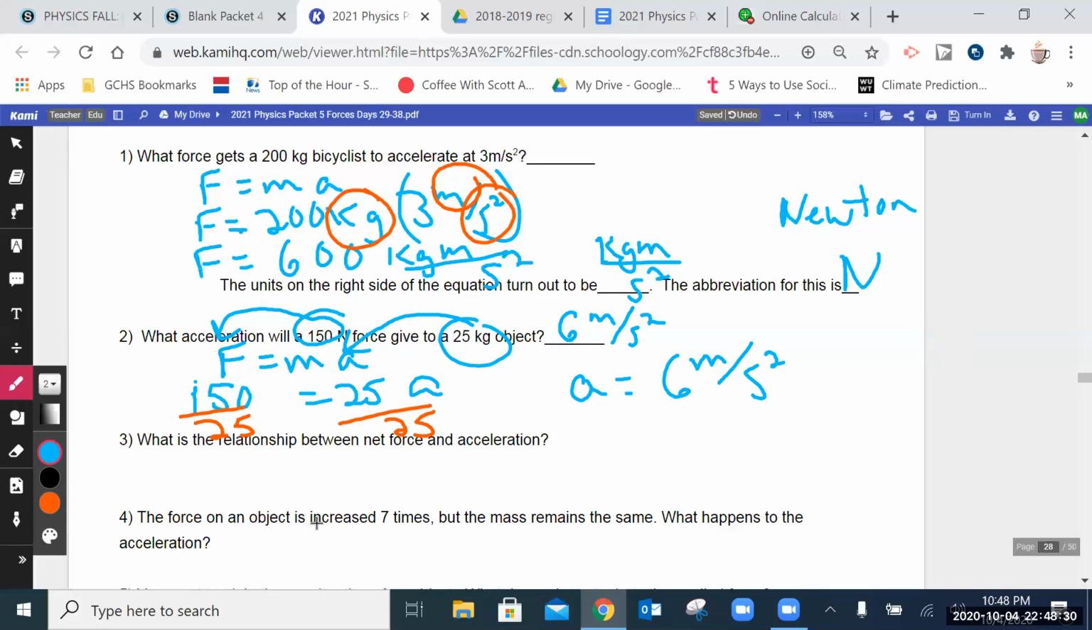Number three, what's the relationship between net force and acceleration? So we have this equation, F equals ma. And if we want, we could put this over 1, and we could put this over 1. And so that just makes it more obvious, a proportion, two fractions equal to each other. And we see that the net force, F, and the acceleration, a, are both on the top of these fractions. And so that means that it is a direct proportion.